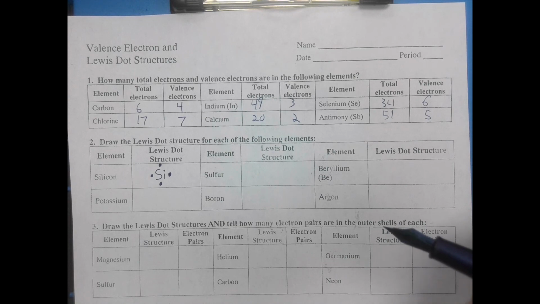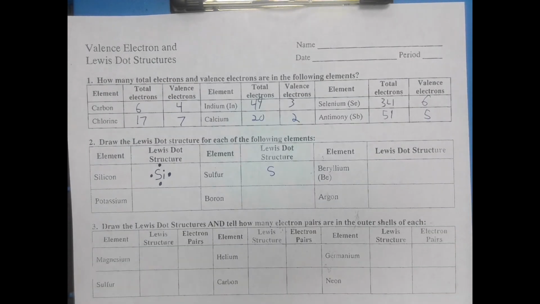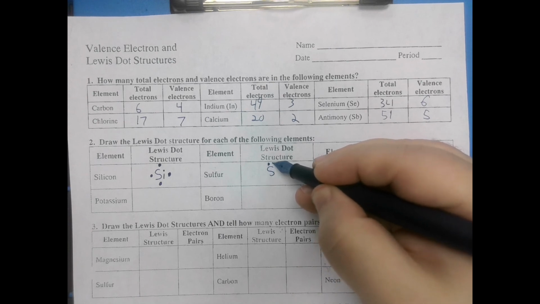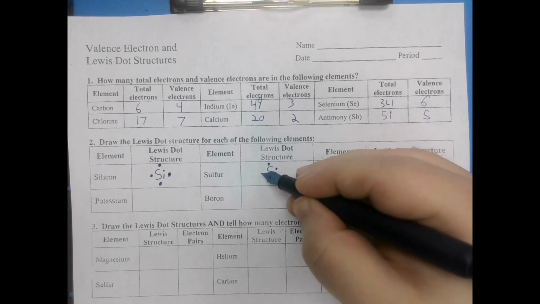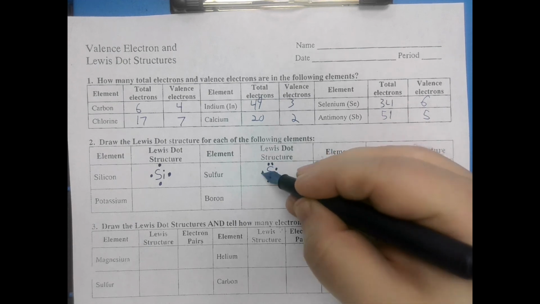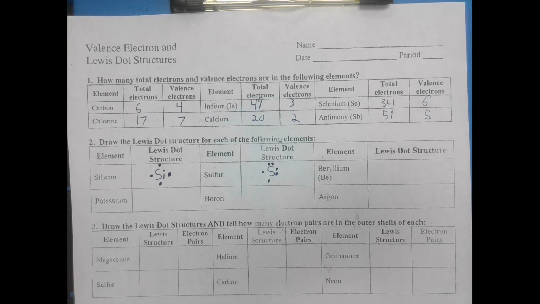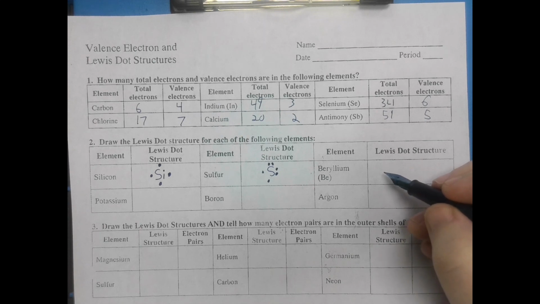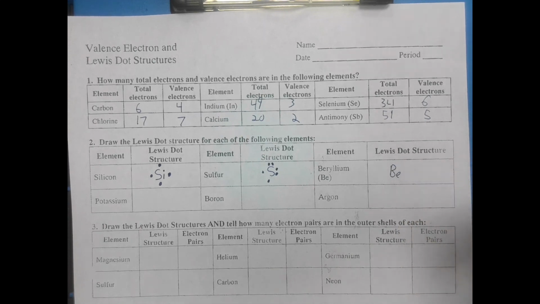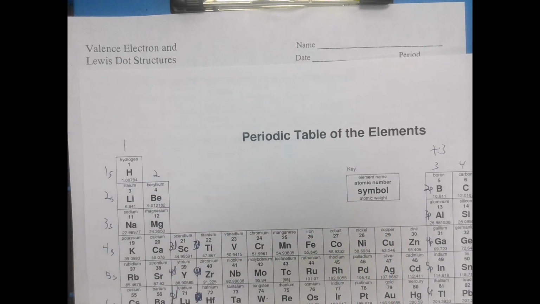Sulfur is under oxygen. Oxygen has 6. So everything in that column has 6. So 1, 2, 3, 4, 5, 6. And note the order in which I did that. I went around clockwise doing 1 dot at a time. That's to show you the groups or pairs. Beryllium has only 2. Because it's in this column.